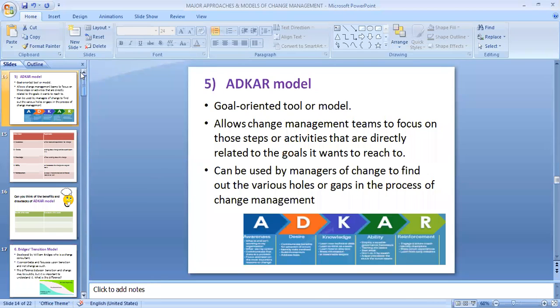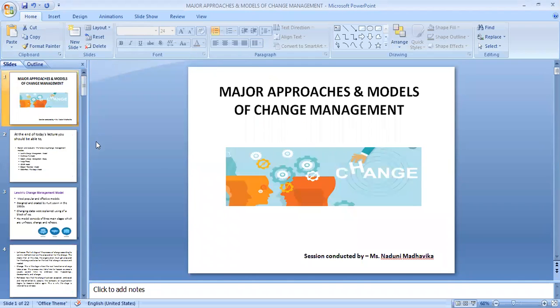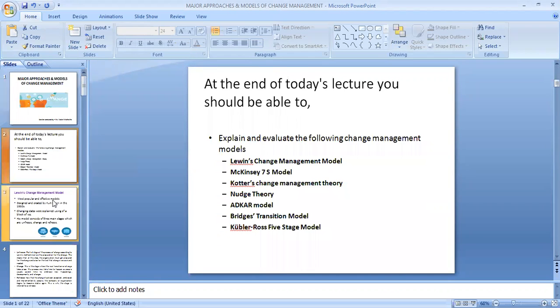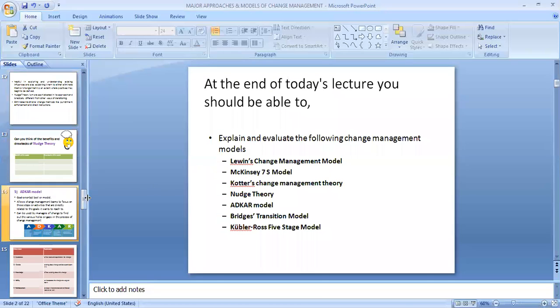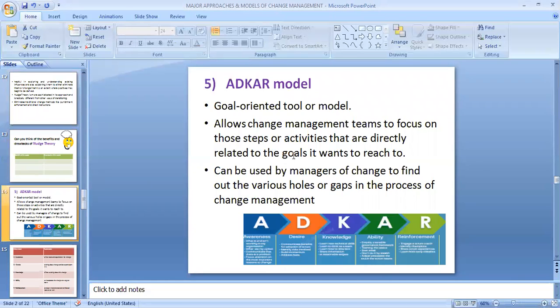We have been discussing the major approaches and models of change management. By now we have discussed Lewin's change management model and McKinsey's 7S model. And in the second part of the video, we discussed Kotter's change management theory and nudge theory. So now we are going to discuss the ADKAR model.